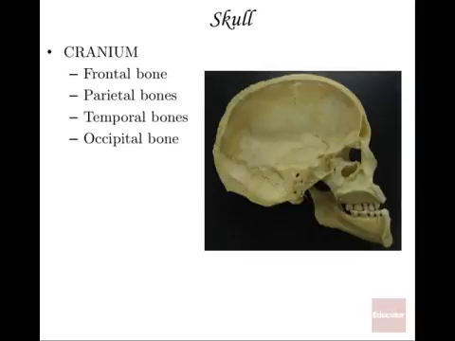So we're going to start with the skull at the most superior portion of the axial skeleton. The cranium is all of this business right in here. And that includes the frontal bone, the parietal bones, the temporal bones, the occipital bone. You can see we have a sagittal cross-section straight through the skull here.